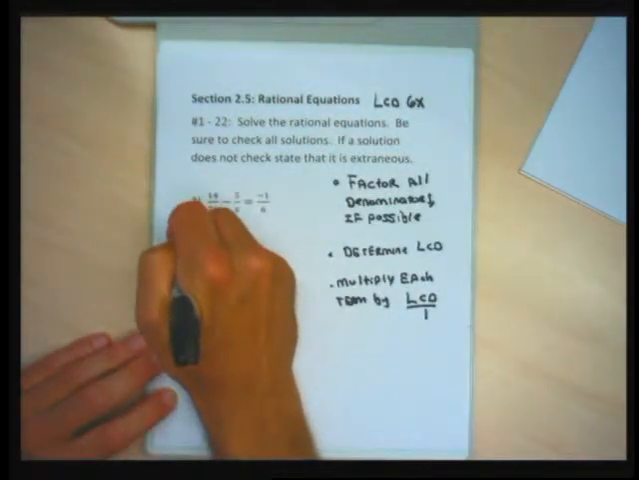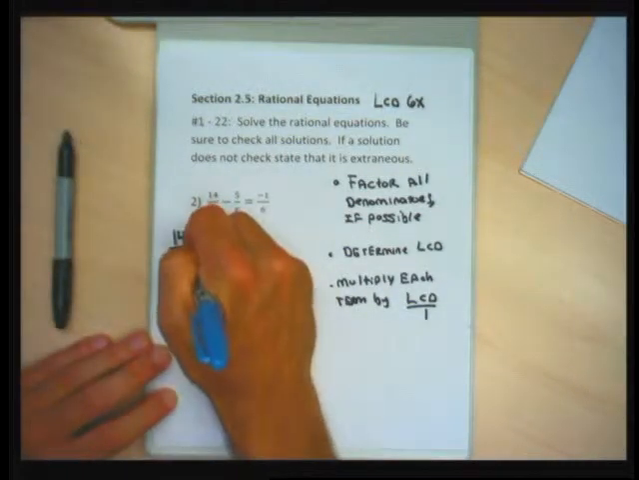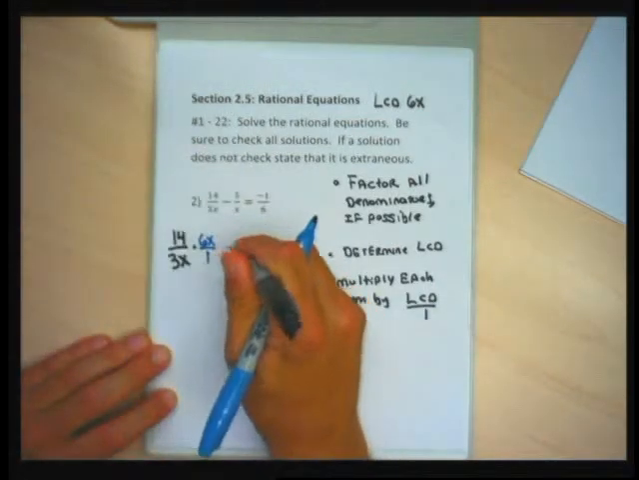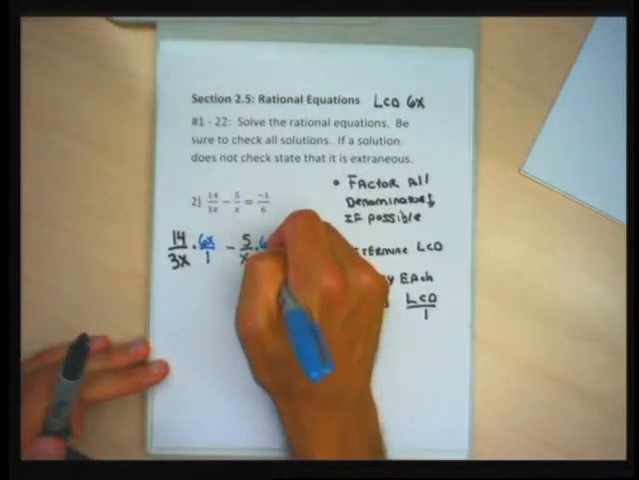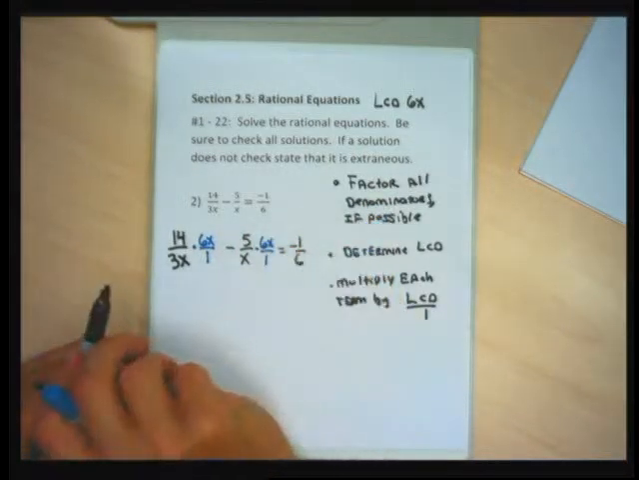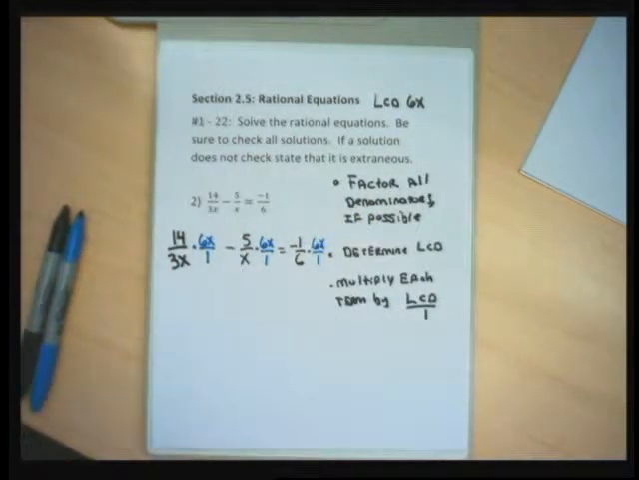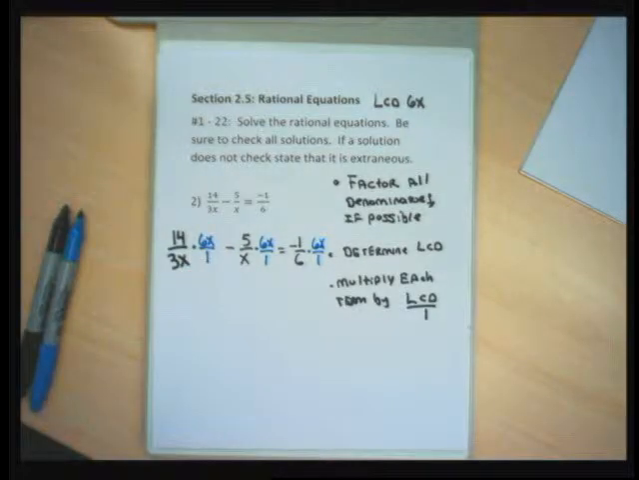And what I'm going to do is I'm going to take the pieces, 14 over 3x, I'm going to multiply it by 6x over 1, and I'm going to take the minus 5 over x, and I'm going to multiply it by 6x over 1, and I'm going to take the negative 1/6, and multiply it by 6x over 1. This is a lot different than what I did in section 2.4. In section 2.4, I multiplied kind of each fraction by what it's missing, and I multiplied by the same piece in the numerator and the denominator. I didn't have something over 1.